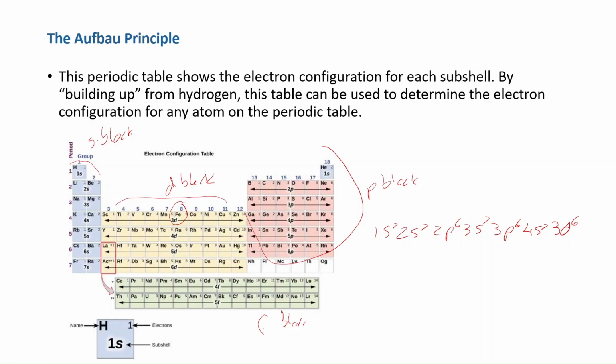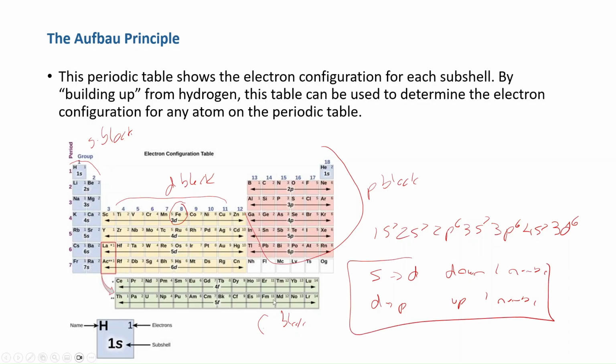The only thing to memorize is, when you move from S to D, you go down one number. When you move from D to P, notice the periodic table goes up again, so you go up one number. If this is 3D, this is 4P. That's the only thing that you need to memorize. When you get to the F, I doubt you have to use it, but it's going to go down one more number or go up one more number. But if you remember that, the periodic table will give you the electron configuration.